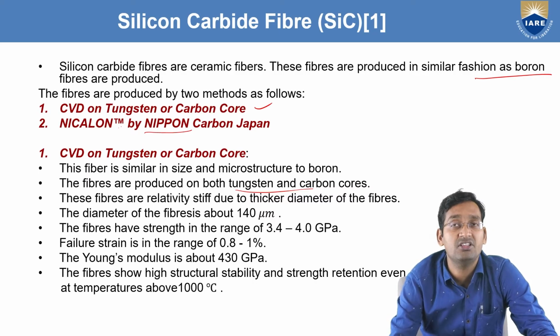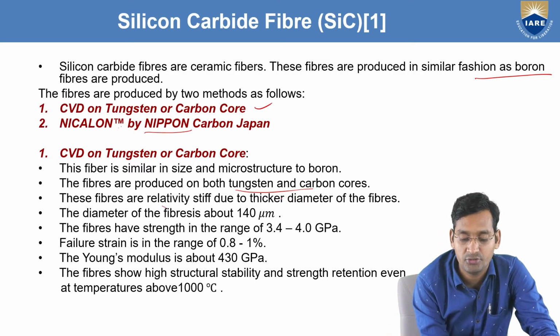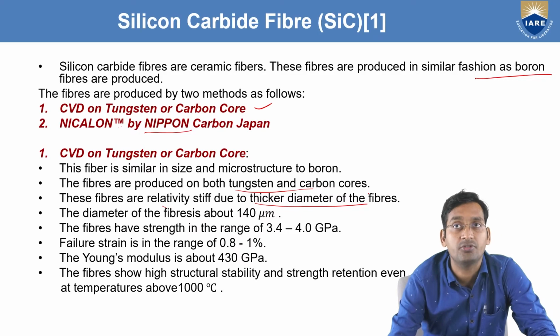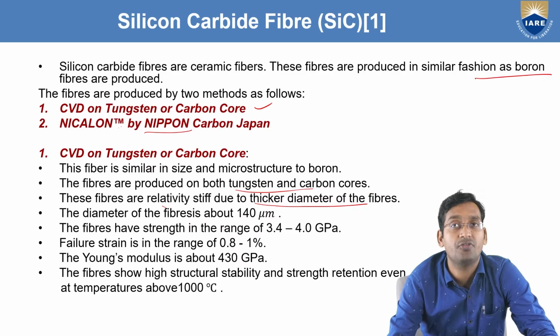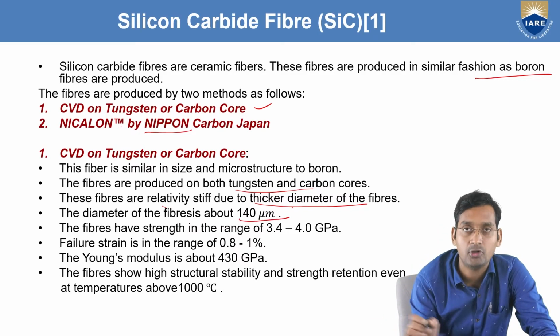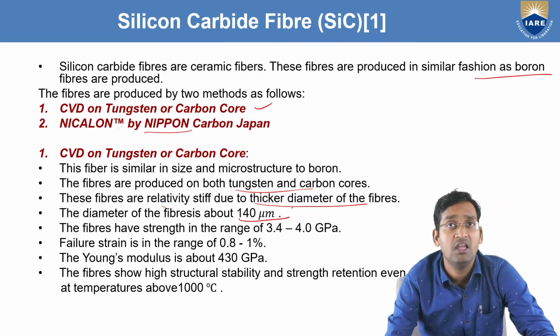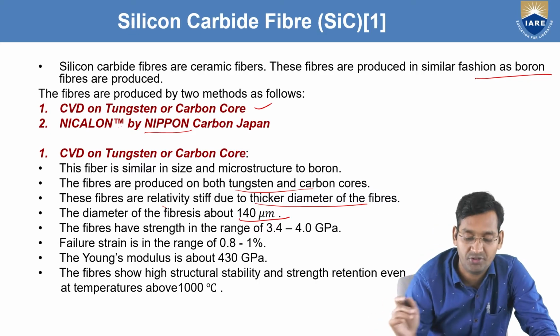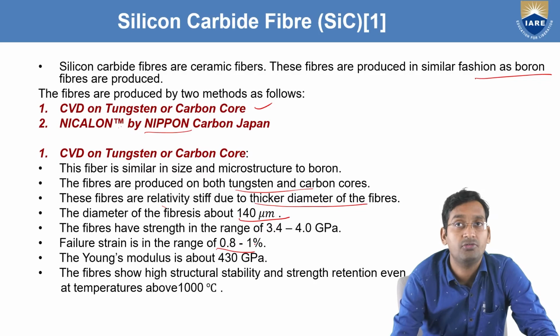These fibers are relatively stiff due to the thicker diameter of the fiber. The diameter of the fiber is about 140 micrometer. The fibers have a strength in the range of 3.4 to 4 gigapascal. Failure strain is in the range of 0.1 to 0.8 to 1%.